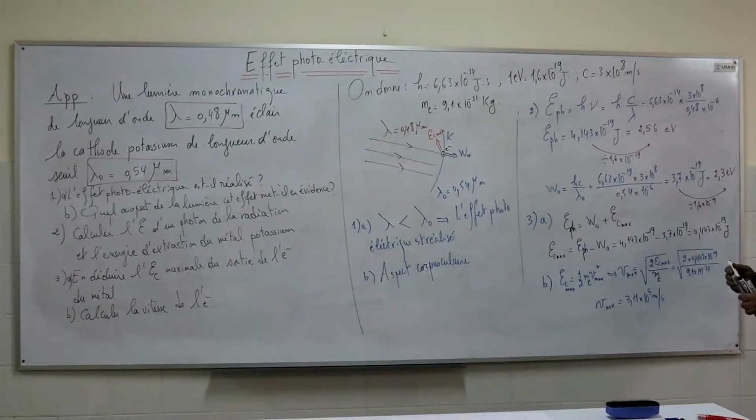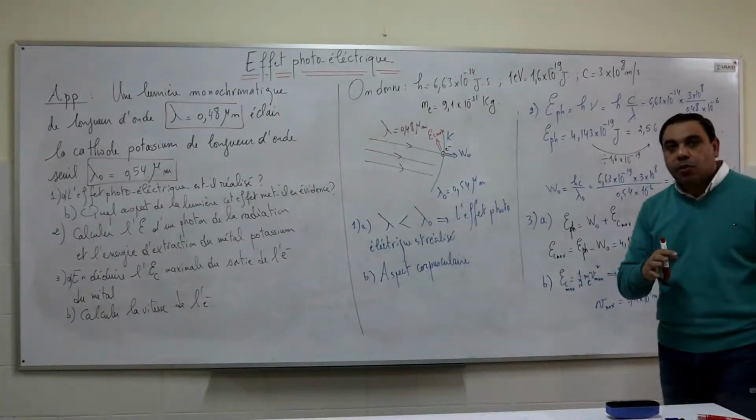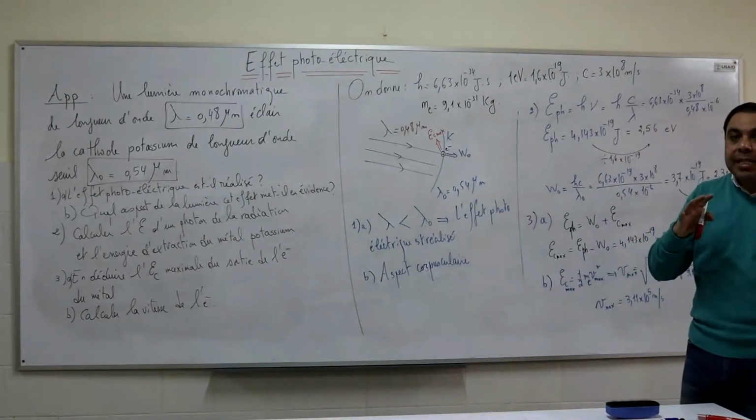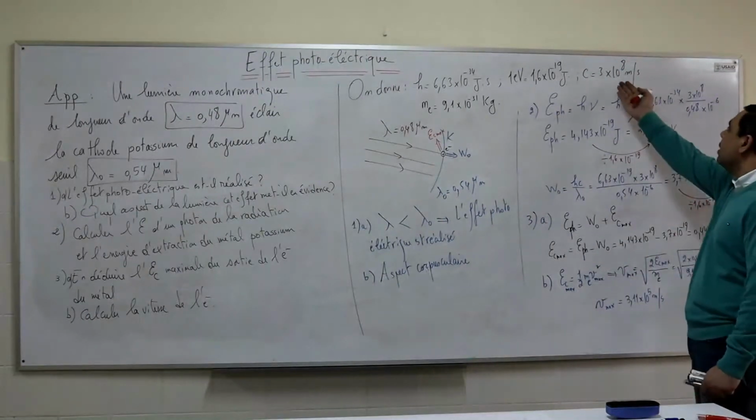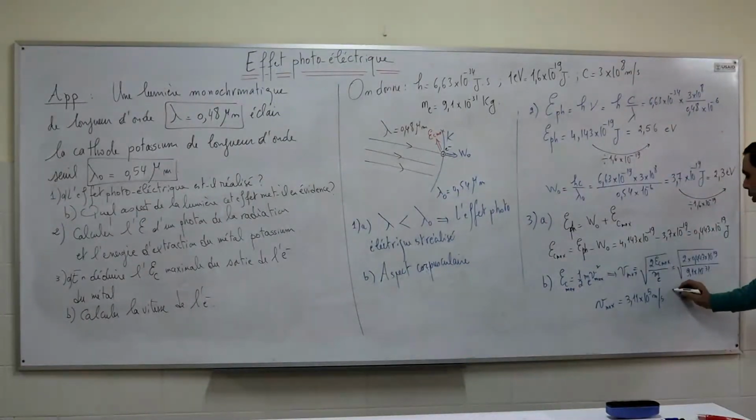Note that the speed of the electron can't exceed the speed of light in vacuum, that is 3 times 10 exponent 8 meters per second. So our answer is accepted.